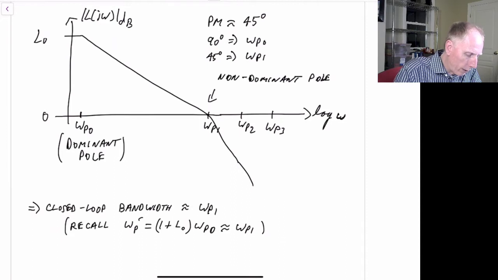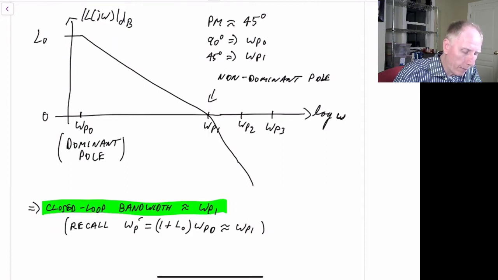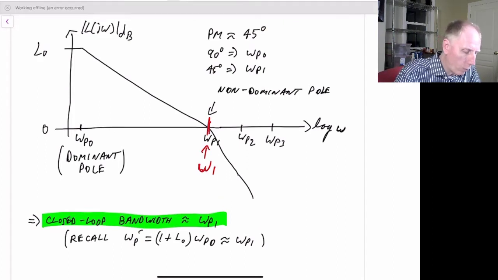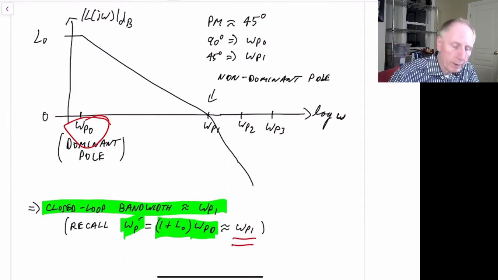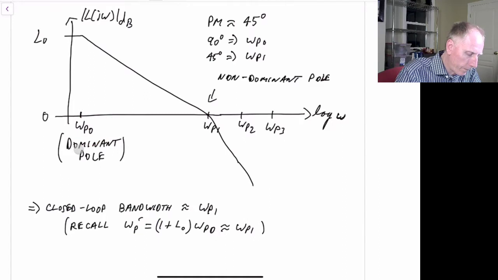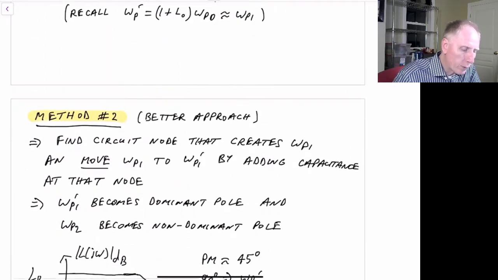And then if we look at our closed loop bandwidth, it turns out our closed loop bandwidth is approximately equal to omega t, or the omega 1 of the loop gain. So if our 0 dB frequency here, omega 1, is approximately equal to omega p1, then our closed loop bandwidth is also equal to omega p1. And we get that from recalling that omega p prime, the closed loop bandwidth, is 1 plus L naught times omega p0, which is this value over here. And if you recall, that's going to be approximately equal to omega p1 here. So that was one approach to do it.